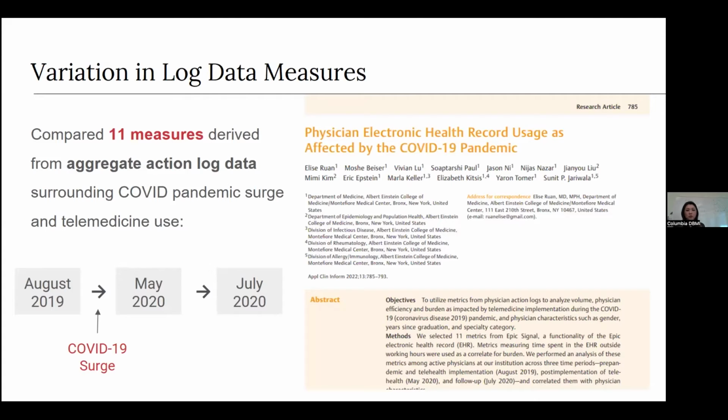As we probably all know, in March and April of 2020, we saw a surge of COVID-19 patients in the New York area, leading to many changes to the healthcare systems, both voluntary and involuntary. One in particular was the widespread implementation of telemedicine in outpatient clinics. So what we did here was we used 11 vendor-derived measures based on aggregated user action log data and aimed to see, one, if there was any significant variation in these measures between three distinct month-long periods that correlated with pre-pandemic, during and shortly after the surge, and a few months after that. And two, if so, whether we can gain any meaningful insights from these variations.